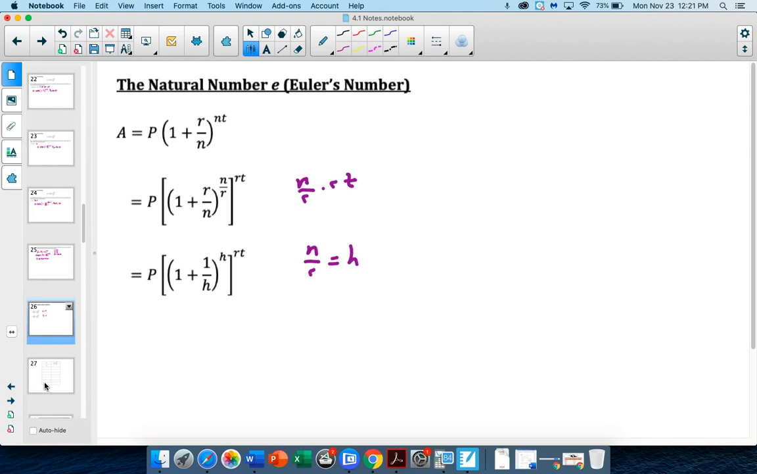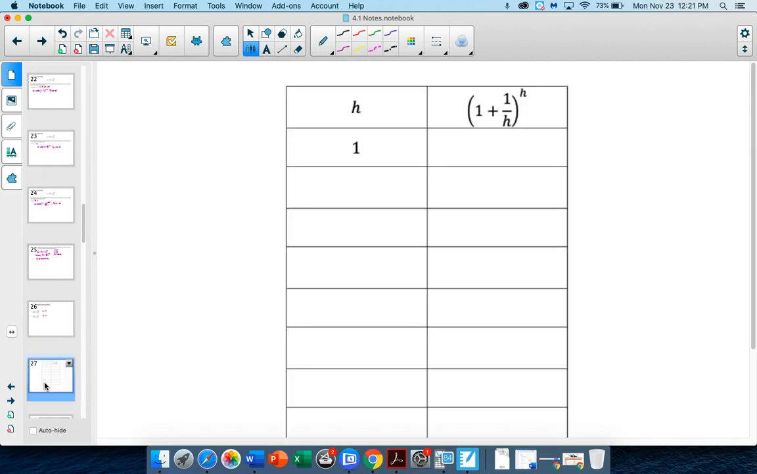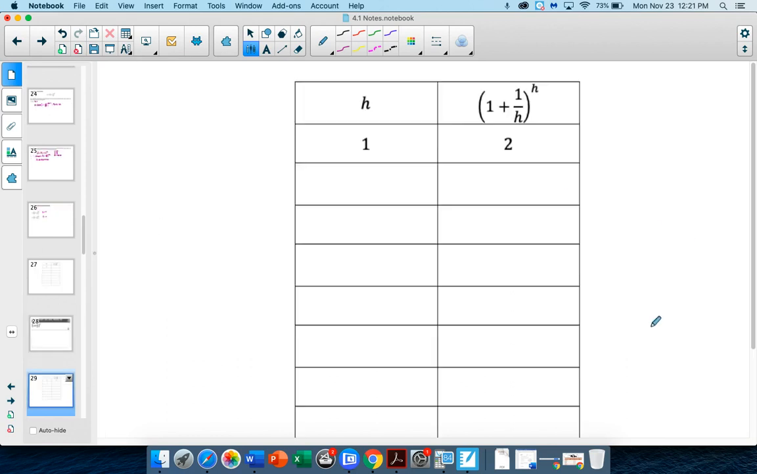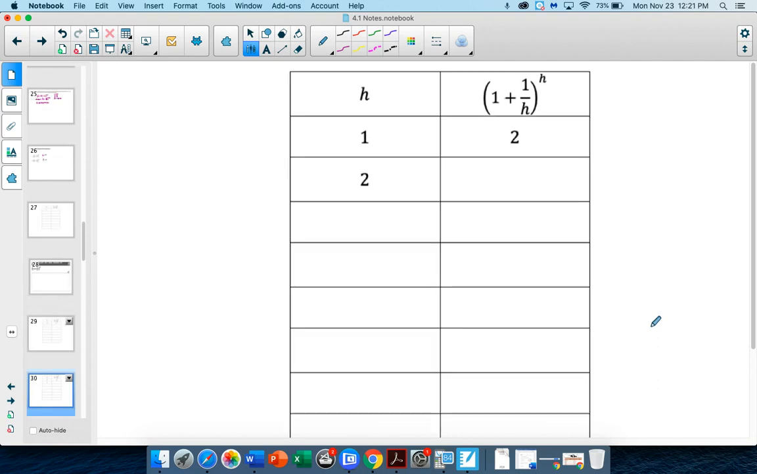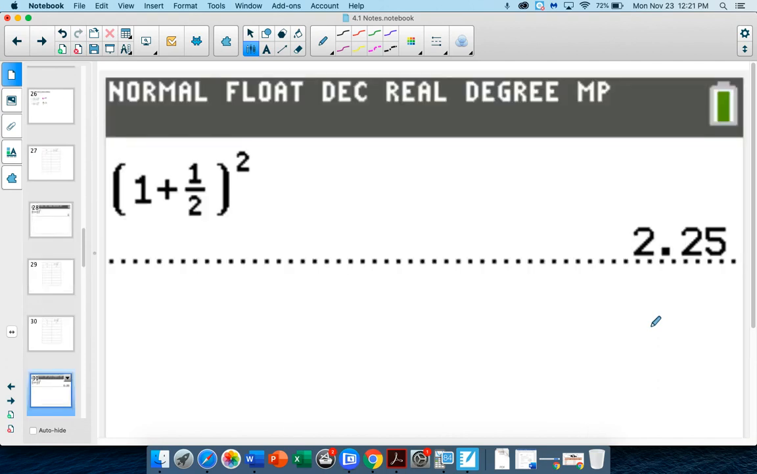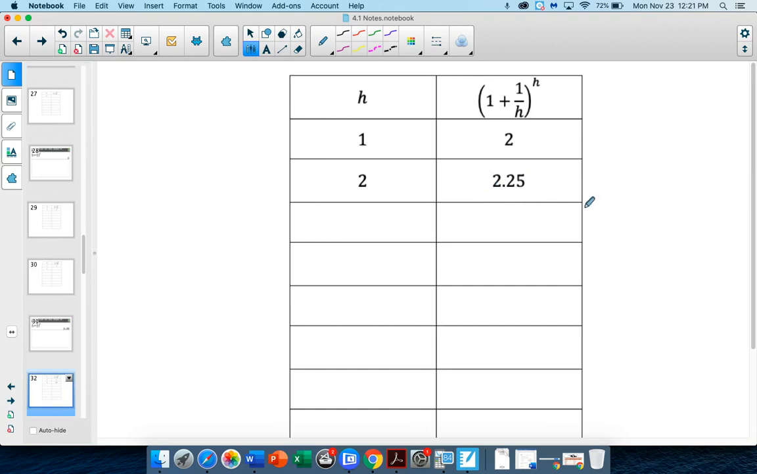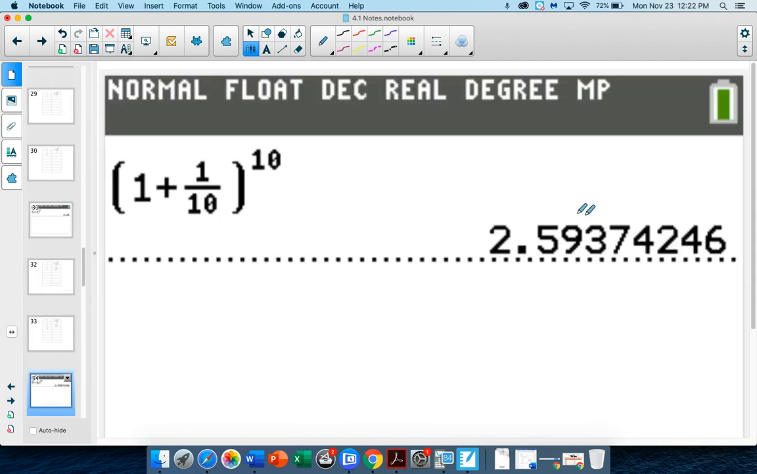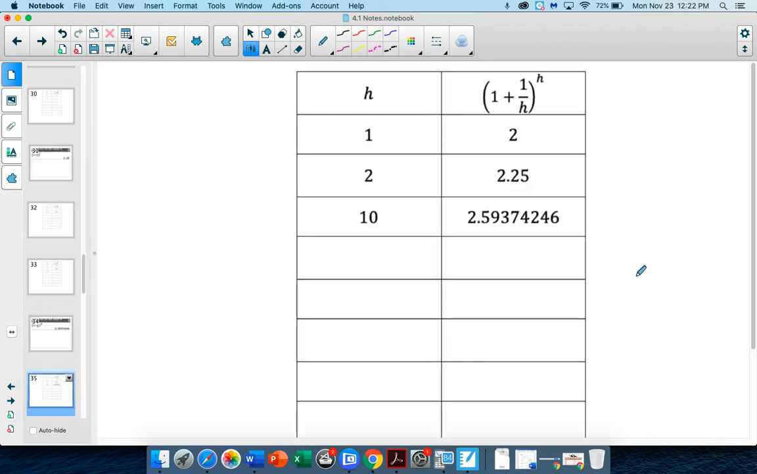So if I start plugging in values of h, let's just start with 1. If we compound it once a year, we plug that in the calculator. That's pretty easy. That just becomes 1 plus 1 to the first power. So 1 plus 1 is 2 to the first power. All right, so let's plug in 2. If I plug in 2, then I get 1.5 squared is 2.25. So that factor is increasing. Well, let's plug in 10. If I plug in 10, I get 2.59374. So that number keeps going up.